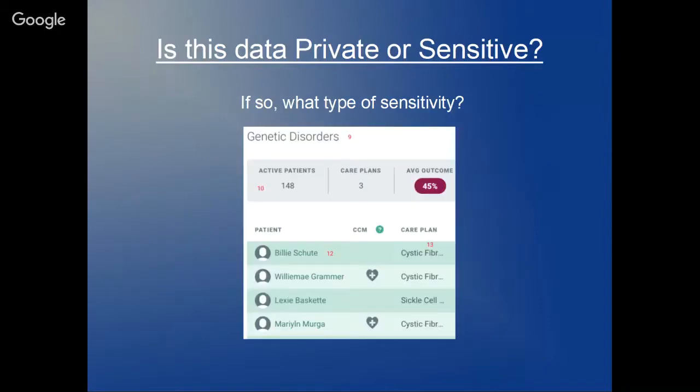Here's a nice little screen print they wanted to give. Is any of this private or sensitive? So we're talking about genetic disorders. Here's somebody's name with cystic fibrosis. Is that enough to trip anything? I mean, it's a name. But is it? Because it's just a name.